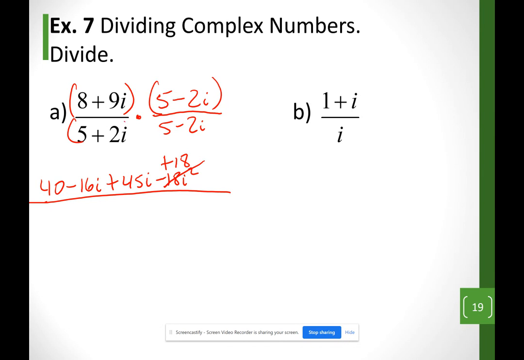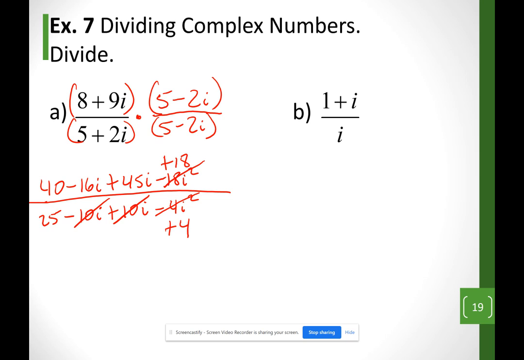Now let me worry about the bottom of the fraction. Let me distribute the 5. That's going to give me 25 minus 10i. Now let me distribute the 2i. That's going to give me plus 10i minus 4i squared. Two interesting parts. The two terms in the middle, they cancel out. The end, negative 4i squared, just going to call that plus 4.